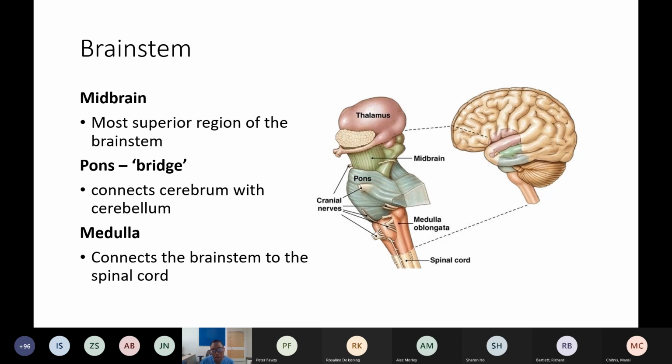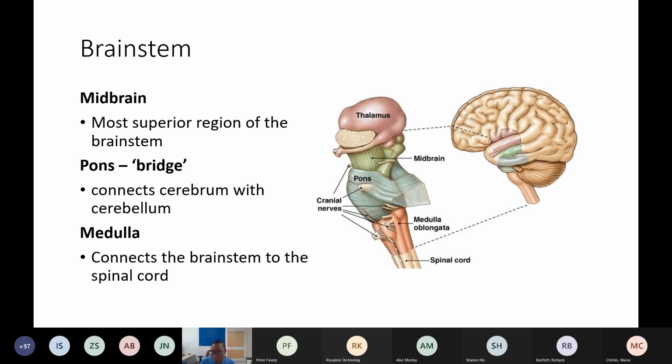These little outpouchings here are cranial nerves. So most of our cranial nerves come from the brainstem and then pass through the foramina that we looked at earlier. And one really important thing that does take place in the brainstem is the control of autonomic functions, so things like your breathing, heart rate, etc.